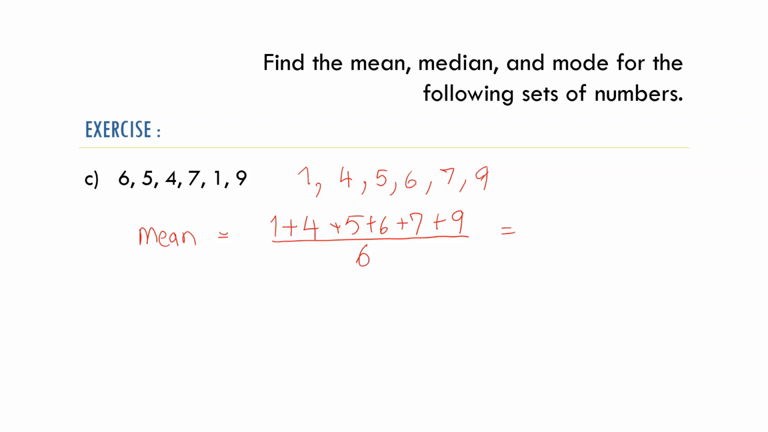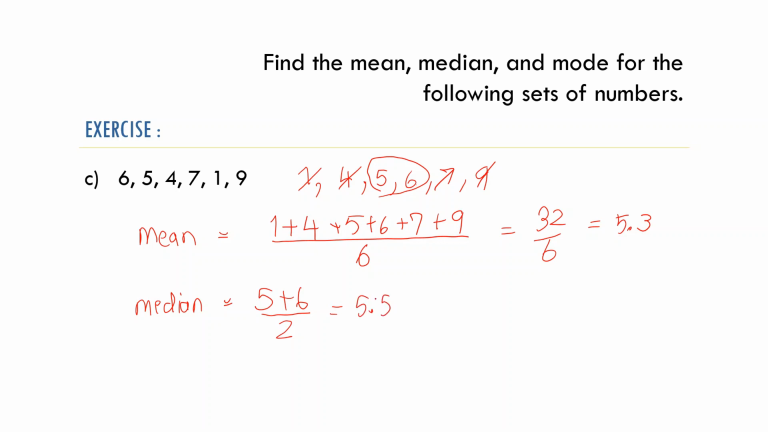Okay, so in this case I get 32 divided by 6. So the answer is 5.3. And median. Okay, so for the median, I cross it out, and now we have 2 data left. So in this case, the median is equal to 5 plus 6 divided by 2, and I get 5.5.